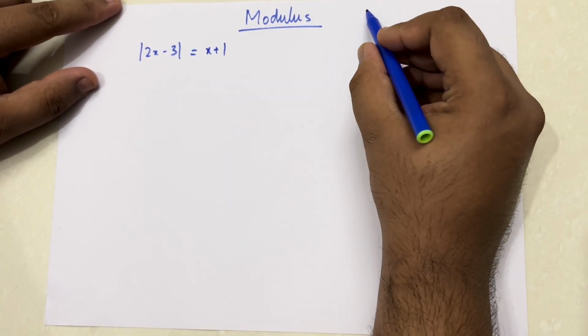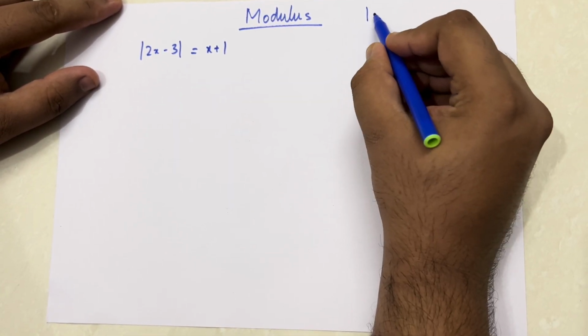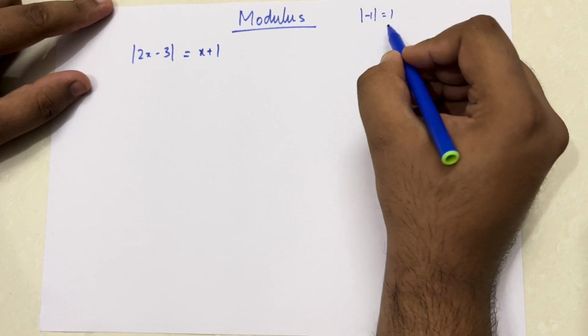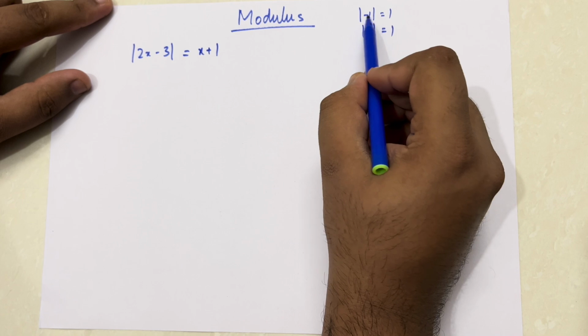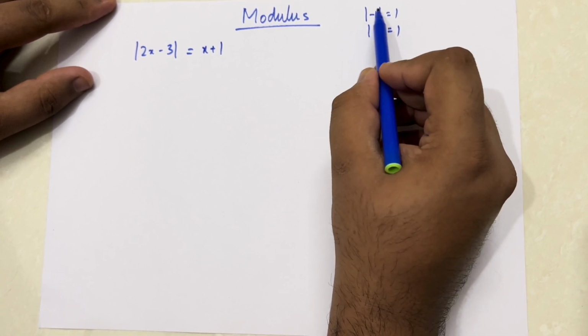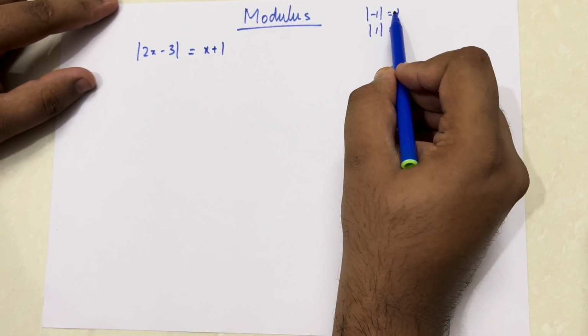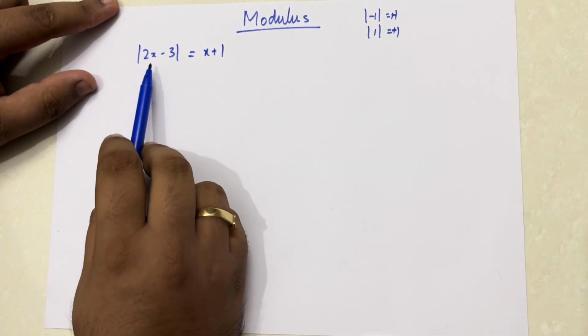Basically, the application of mod, as I initially told you: mod of minus 1 is also 1, mod of 1 is also 1. So this part can be negative, be it positive. The function of mod is what? To make something positive. This will always be positive. So now how to solve this?